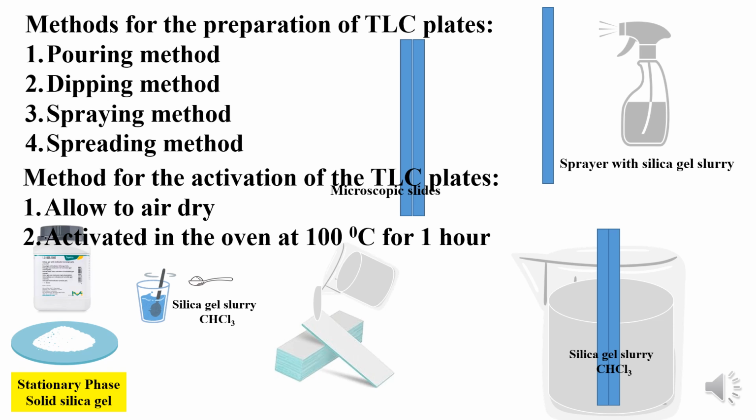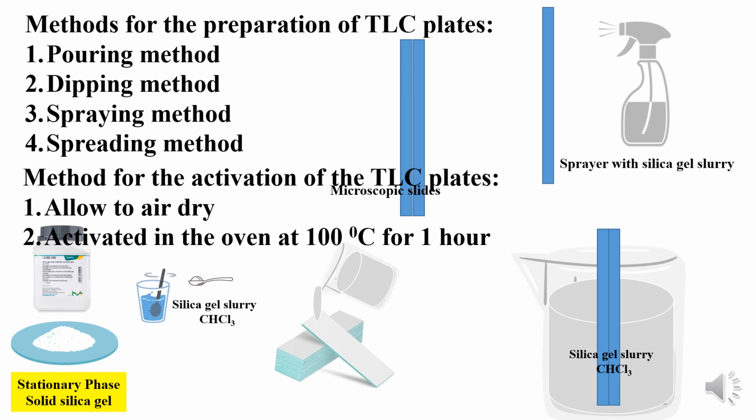Now how to activate the TLC plates? Now the TLC plates are ready. Now how to activate these TLC plates? Now allow the TLC plates to air dry. So when you air dry the TLC plates, that prevents cracking of the plates. And after air drying and allowing the plates to set, activate the TLC plates by heating in the oven at around 100 degrees Celsius for 1 hour.